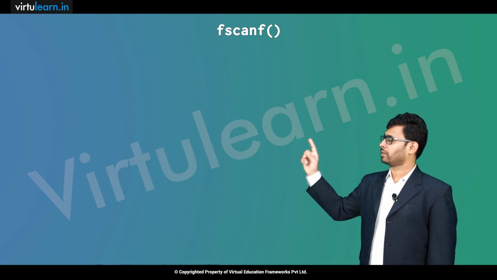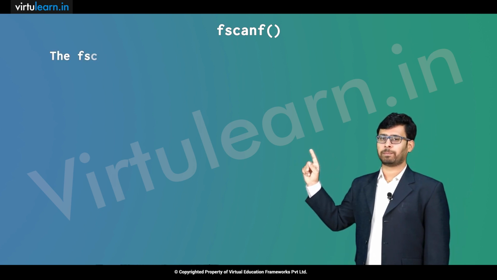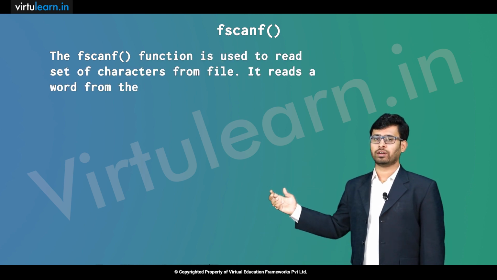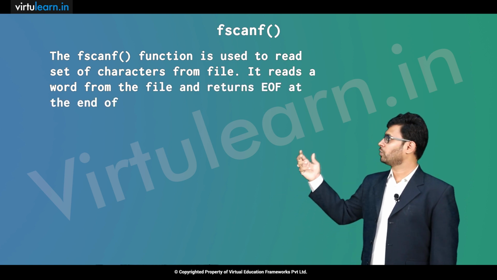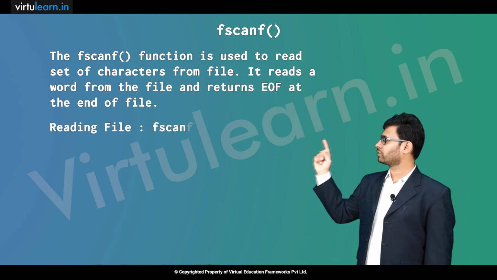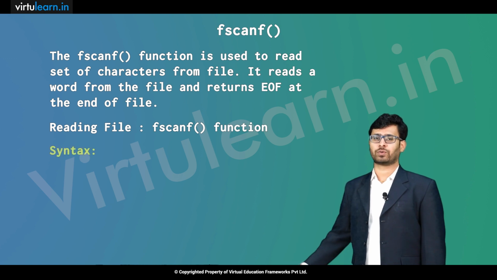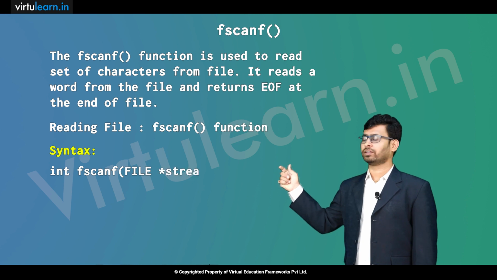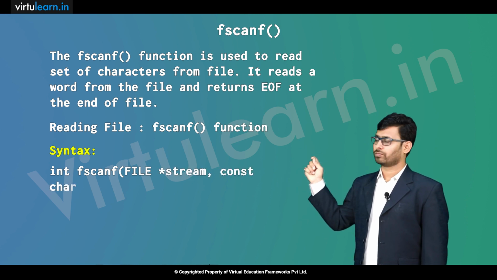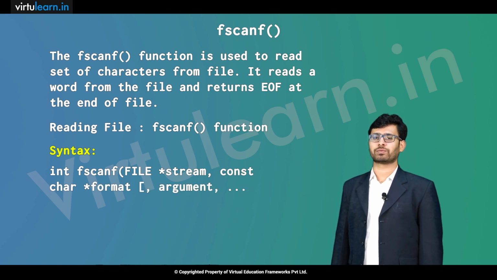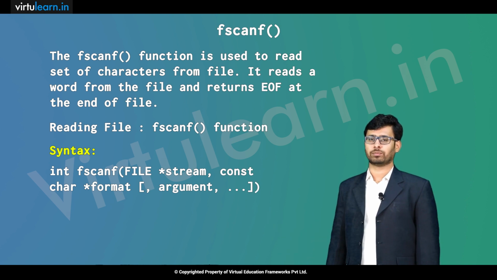fscanf. The fscanf function is used to read a set of characters from the file. It reads a word from the file and returns EOF, that is end of the file. So in order to read the file, the function we need to use is fscanf. The syntax for this is int fscanf. We need to give the file stream followed by the constant character star format, that is whatever the format specifiers, and the argument list we need to specify followed by a semicolon. So this is how we need to use fscanf.